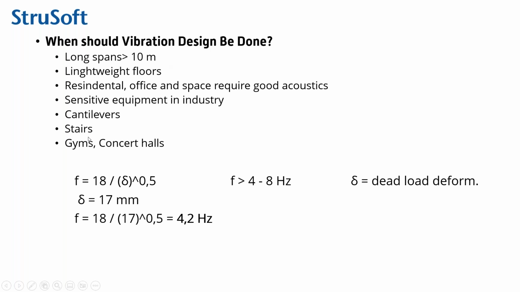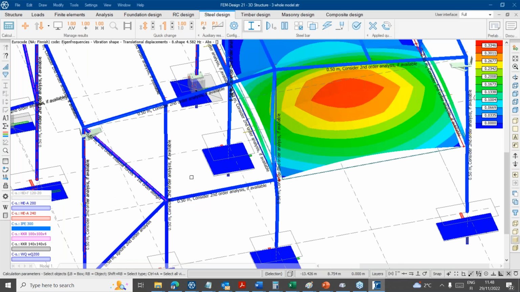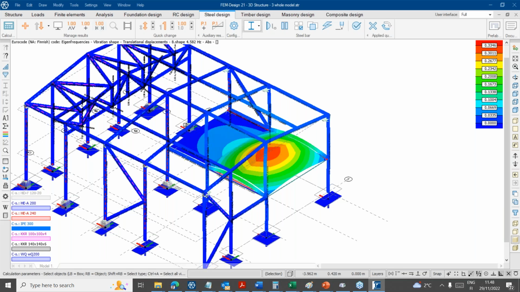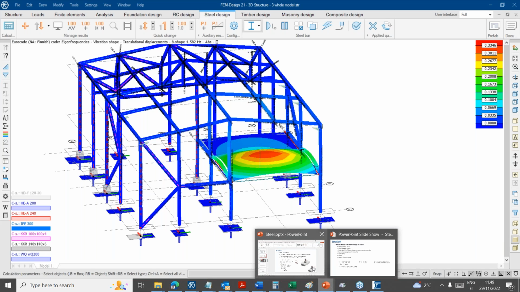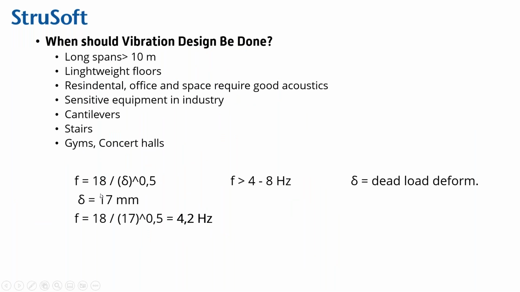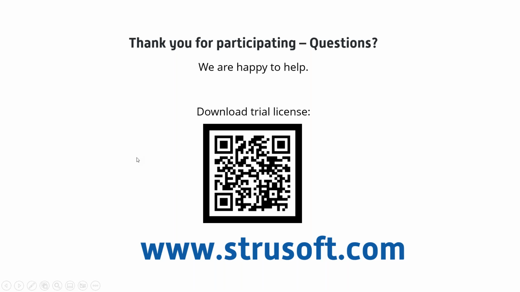And this is the approximation of vibrations. You just take the dead load deformation. This formula works because it takes into account the same essential things as an actual vibration check. You have stiffness and you have loading, and the loading is taken into account by this delta, which is the deformation. So we get about 4.2 hertz as the vibration mode, and 4.6 hertz is the actual result out of our analysis model. So it's really close. It's a good approximation.